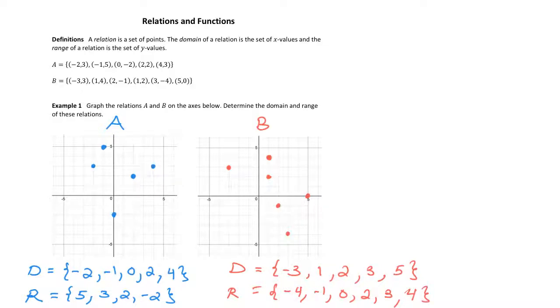There we go. We have the domain and the range for this relation. And again, it should match up with the points that we have up here. And again, this example is just to go over the basic definitions for a relation, the domain, and the range.